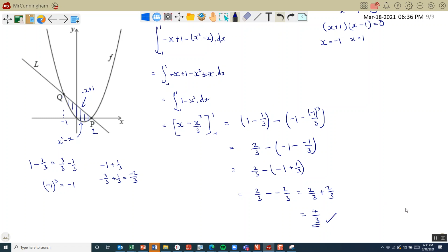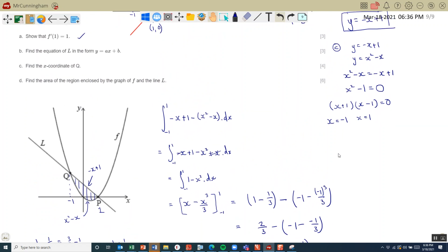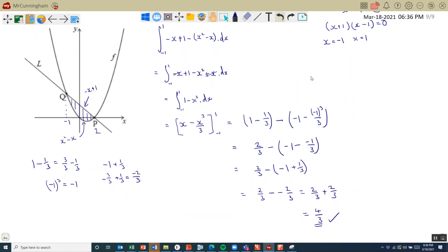If you've got any questions on that, please ask. It's a nice little question, and you can see that the previous parts link in, okay? Part A is needed for part B, and part B and part C are needed for part D. But it's definitely not too tricky, okay? So please look over it, and if you have any questions, just ask.